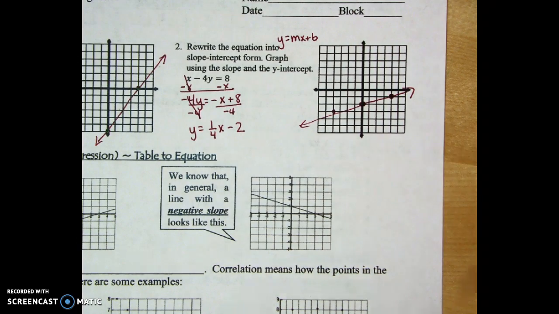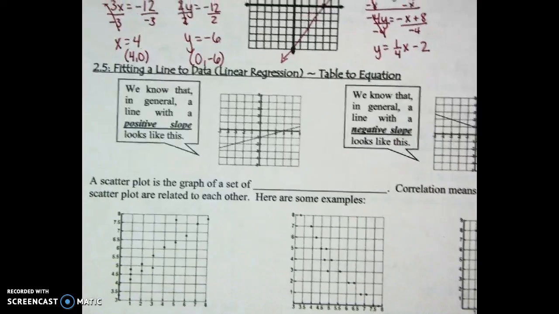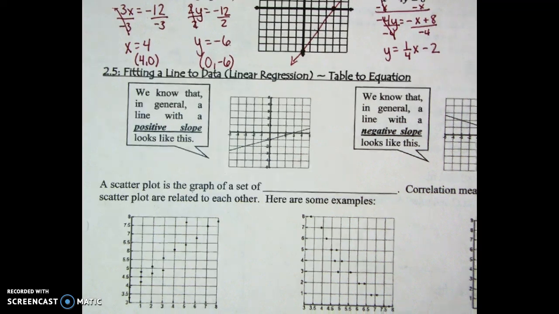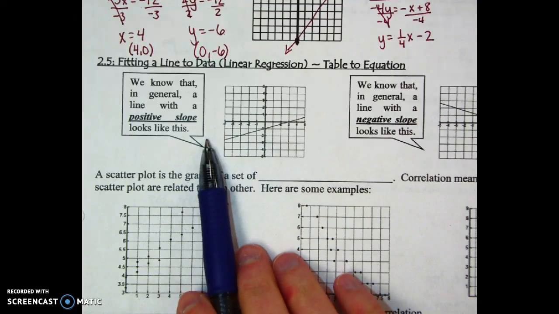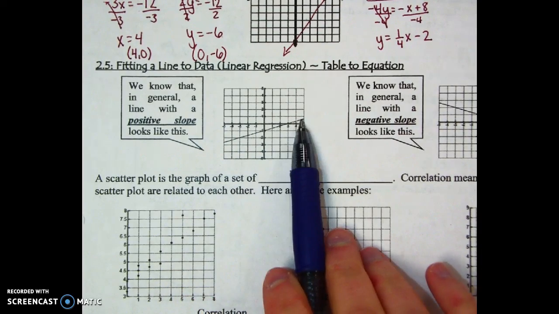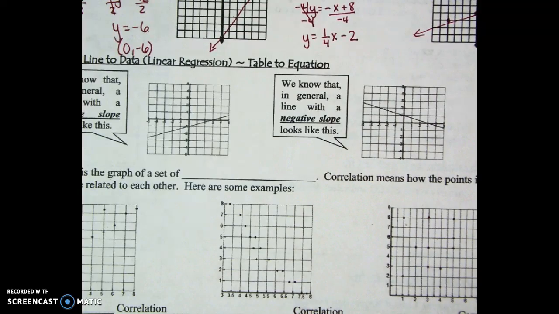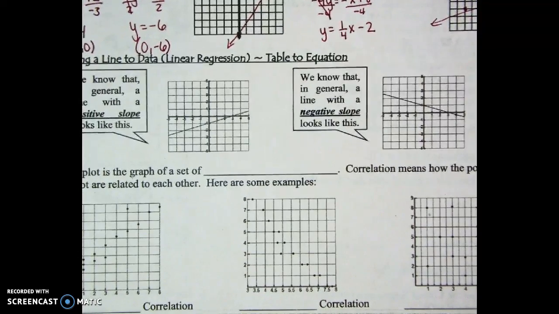Now, let's go to some review. Or, I'm sorry, we just did the review. Let's go to the new stuff. Okay. First, we need to talk about correlation. Well, hopefully you already know this. This is positive slope if it's going up to the right, and it's negative slope if it's going down to the right. So we've already talked about that. That should not be anything new.